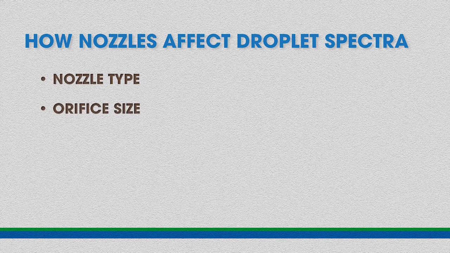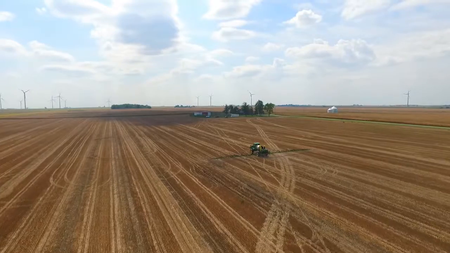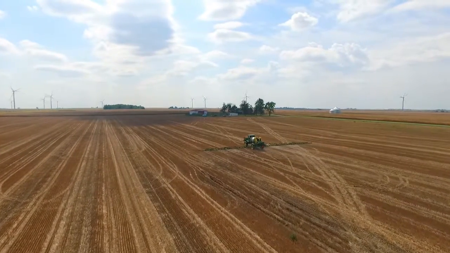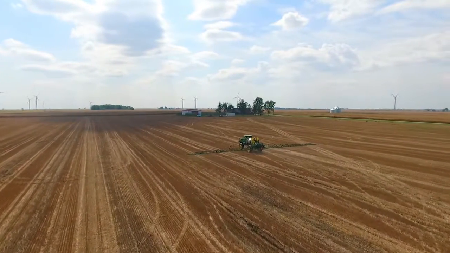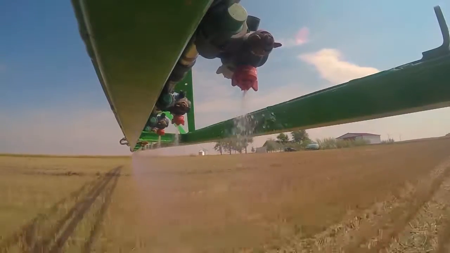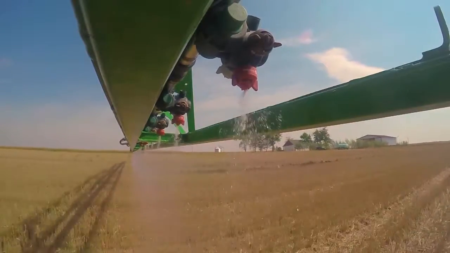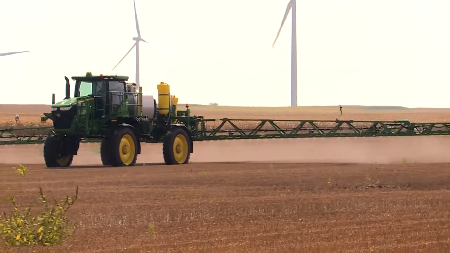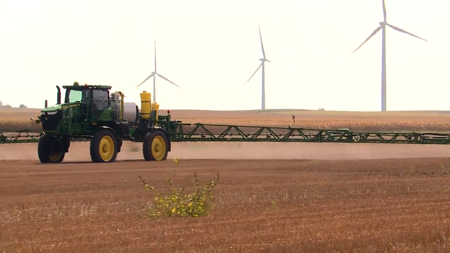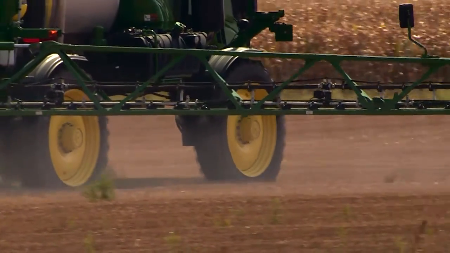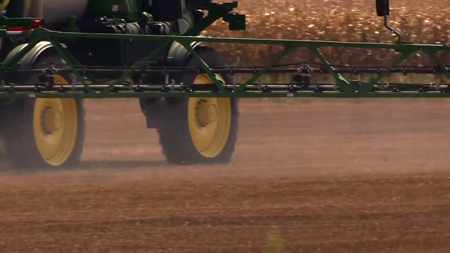The second way is in the orifice size. Now the orifice size of the nozzle is one of the primary determinants of the flow rate out of the nozzle. So you have to apply so many gallons per acre or gallons per 1,000 square feet depending on your application site. You're going to have to go through the calibration process and select the right orifice size and pressure that provides the flow rate you need to make that application. But that orifice size doesn't just affect the flow rate, it also affects the droplet size. The larger the orifice, the larger the droplet spectra. The smaller the orifice, the smaller the droplet spectra.